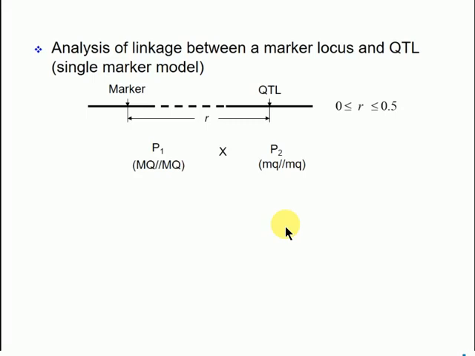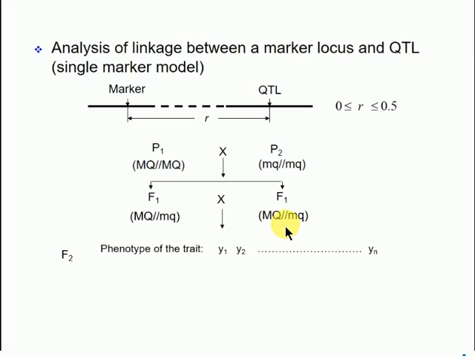And then we create a segregating population. For example, we create an F2 population. The F1 is definitely heterozygous at the loci. Do you have any problems so far? Okay, and then from these two individuals we generated the F2 population.